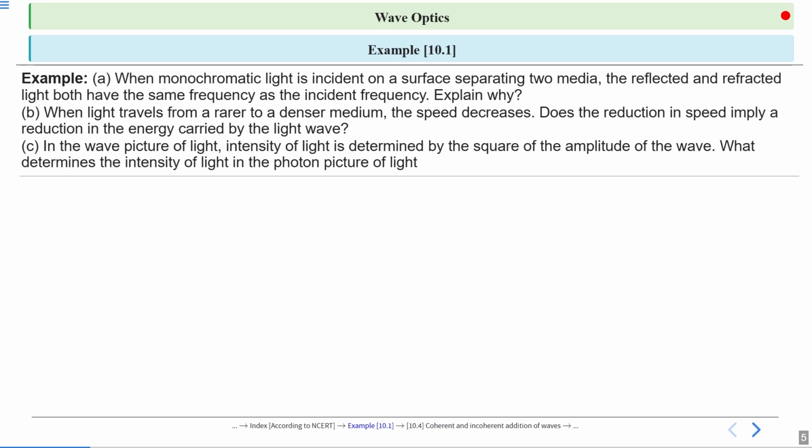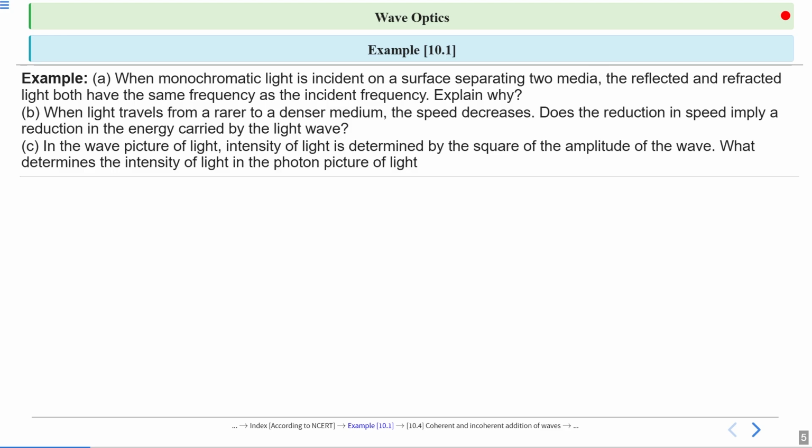So let's see example 10.1. When monochromatic light is incident on a surface separating two media. There is a surface which is separating two media, or we can say interface, and we have monochromatic light, means light of one color, just like red light, like yellow light. Light of a single color is called monochromatic light. The reflected and refracted light both have the same frequency as the incident frequency.